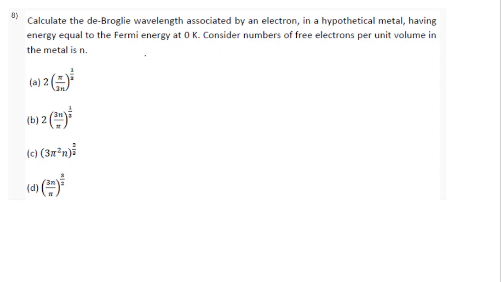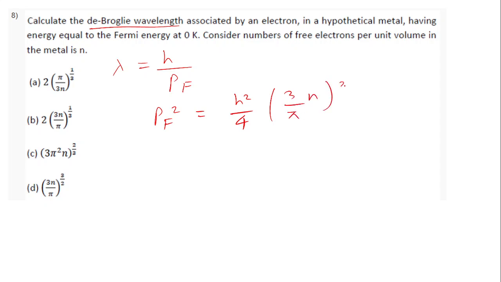So here we know that this de Broglie wavelength means h by Pf, where Pf is the Fermi momentum, h is the Planck's constant, and we know the Fermi momentum is h squared by 4, 3 by pi multiplied by n to the power 2 by 3. So Pf squared will be h by 2, 3 by pi, n to the power 1 by 3. Sorry.